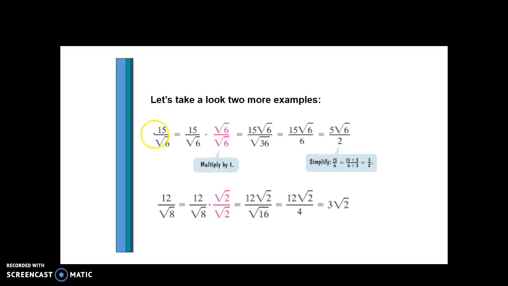Here we have 15 over the root of 6. Again, root 6 is in the bottom here, so let's multiply by root 6 over root 6. Multiply the top, 15 times root 6. We just write it as 15 root 6. We just express it all together. And on the bottom we have root 6 times root 6, which is the square root of 36, which simplifies to 6.